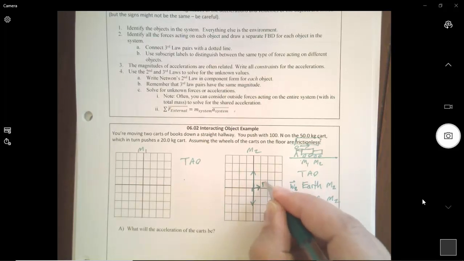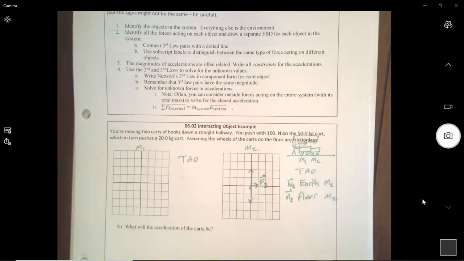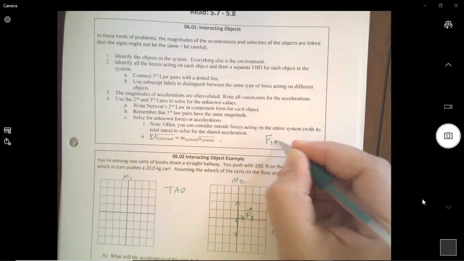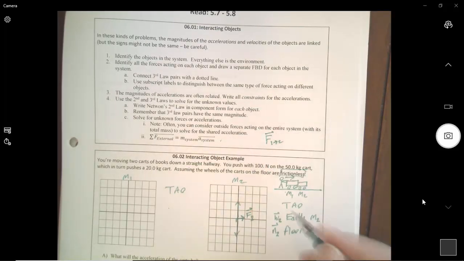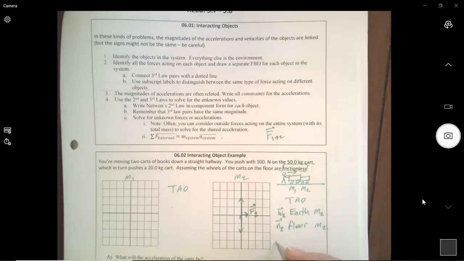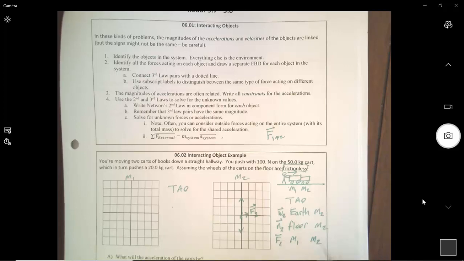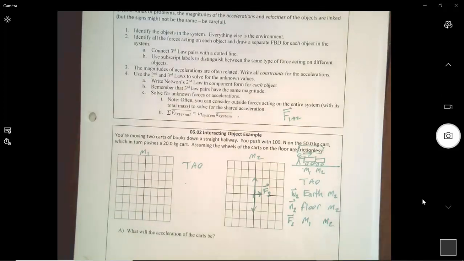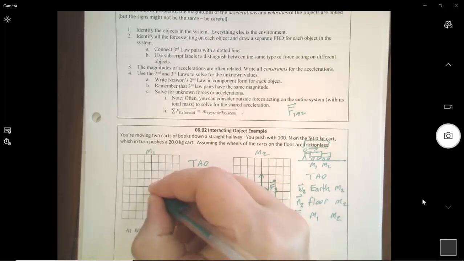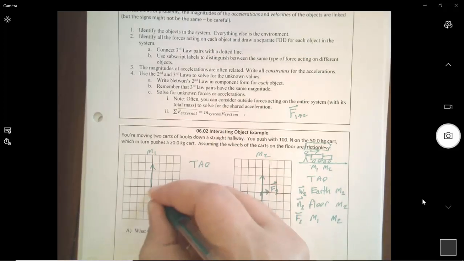And there are different conventions you can use for naming things. I'm just going to call it F2. Like we wrote earlier, you could call it F1 on 2, because 1 is pushing on 2. I think that's a little clunky, so I'm just going to call it F2. So F2, pretty obviously the agent is M1, and the object is M2. Okay, now we'll think about the forces on M1. There is a normal force and a weight.